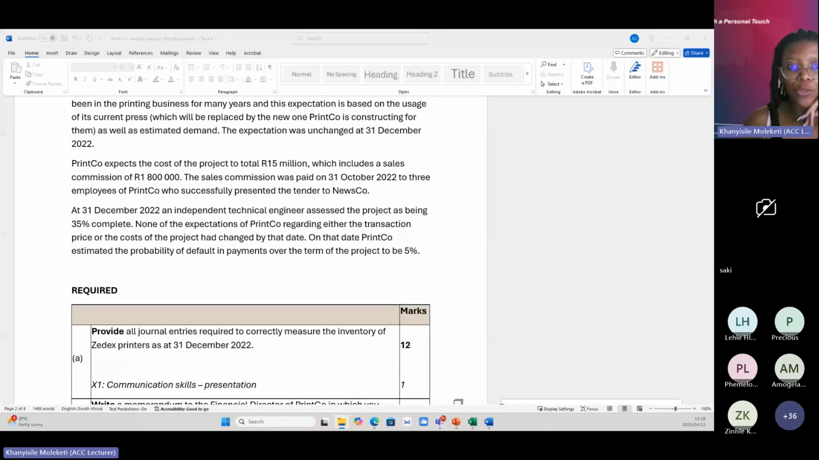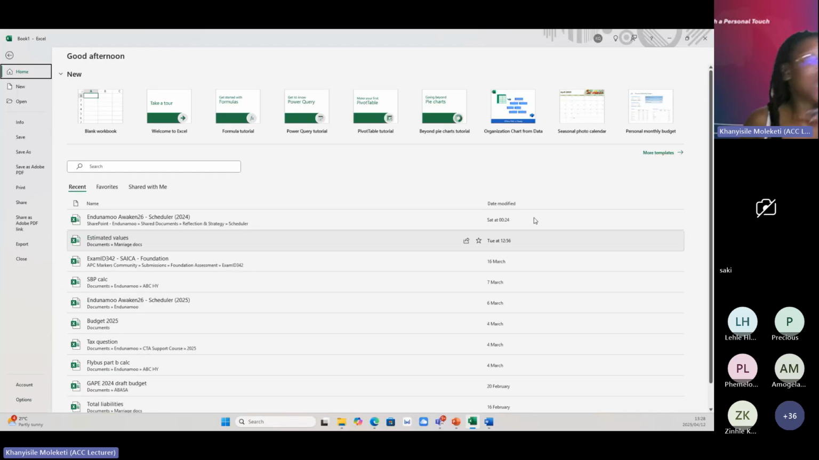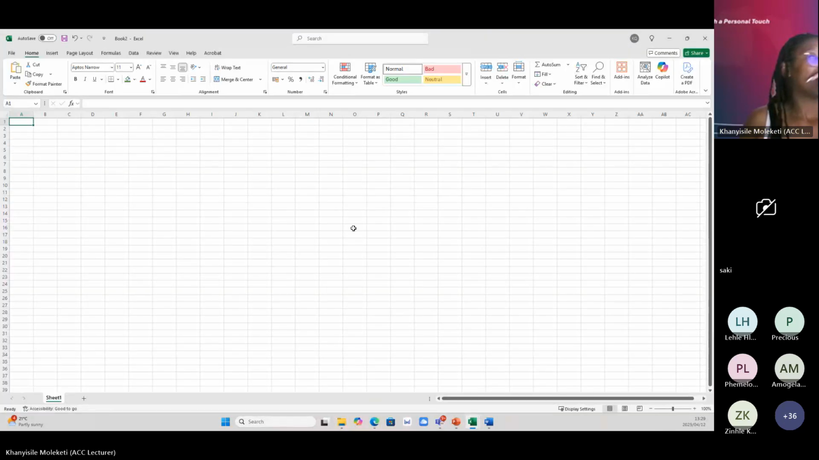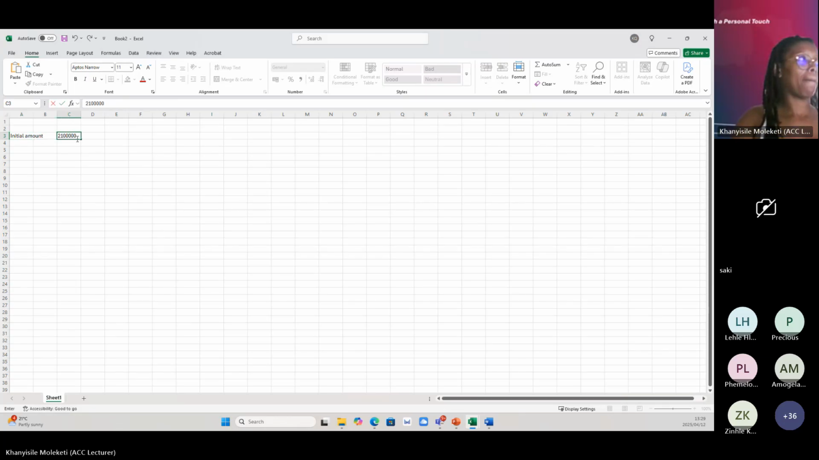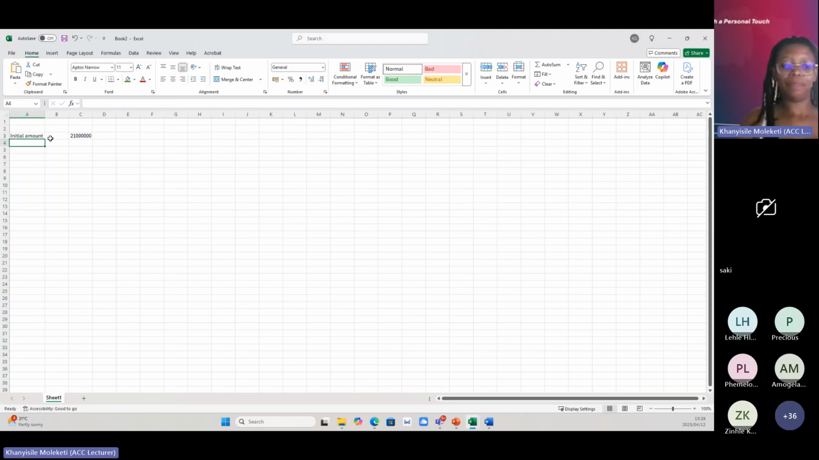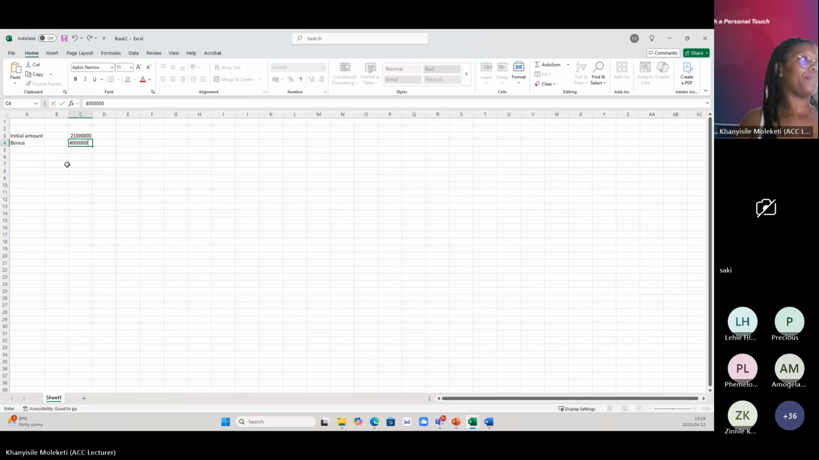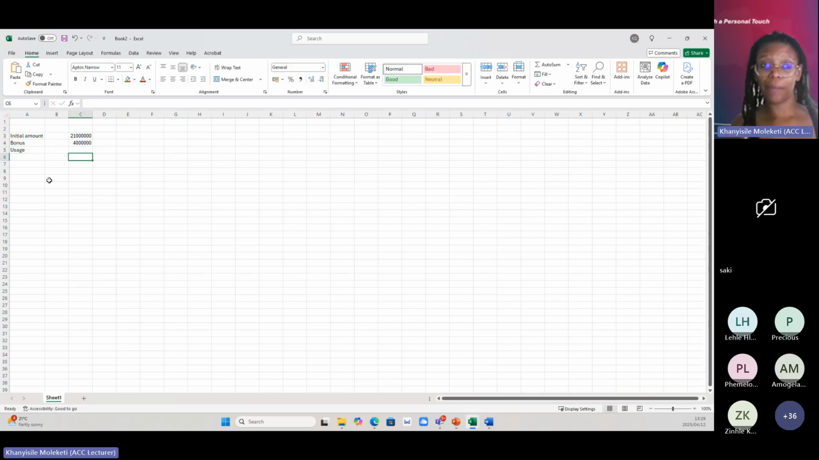But essentially what we then need to do is think to say, okay, I have a few amounts that are promised to me. And of these amounts, I have the initial amount of 21 million. Okay. There's a bonus. I think that's 4. Then there's usage. And there's a whole calc to do there. Okay.